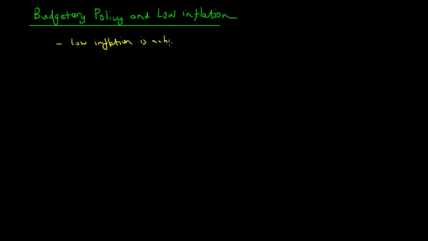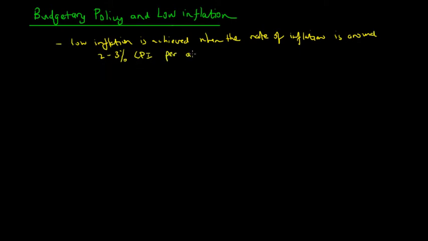low inflation is achieved when the rate of inflation is around 2 to 3% CPI. So the CPI, Consumer Price Index, increases by around 2 to 3% per annum on average over the cycle, the cycle being the business cycle. So we're going to see how budgetary policy can indeed achieve this economic goal.